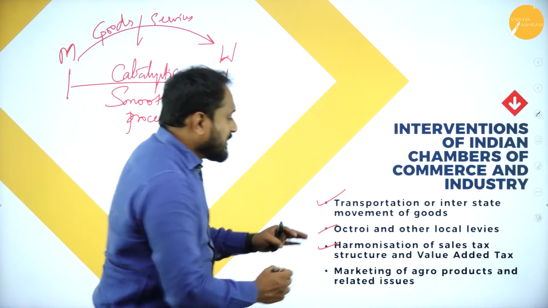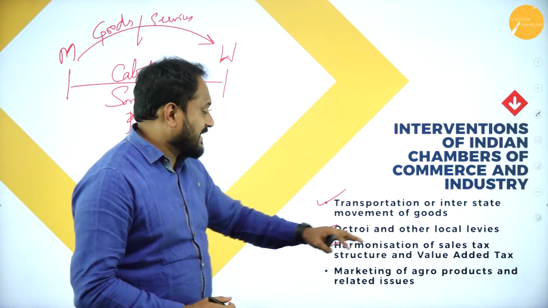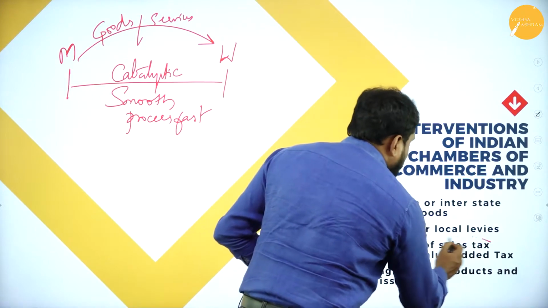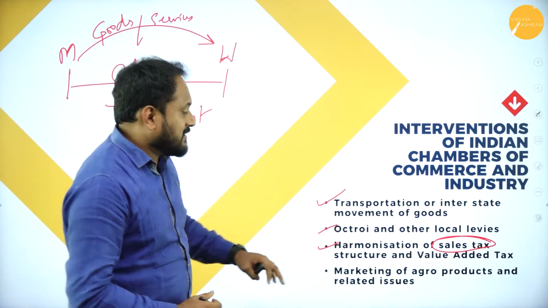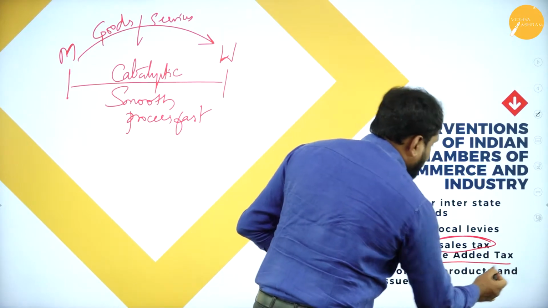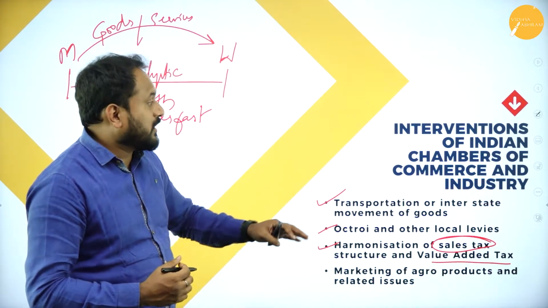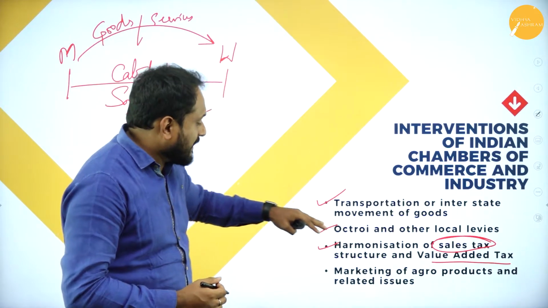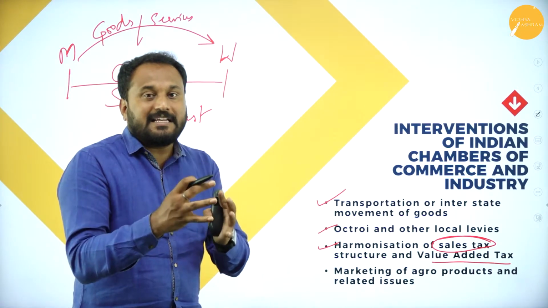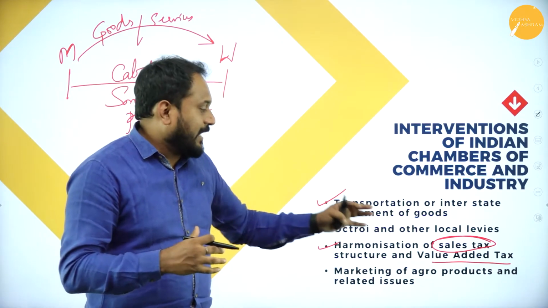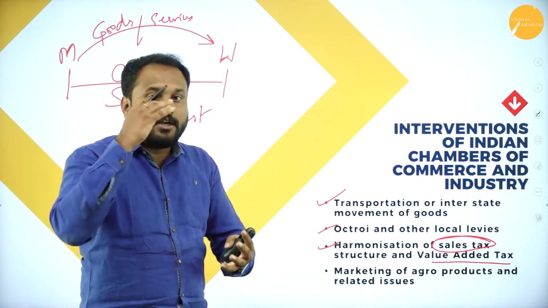Next is harmonization of sales tax, structure and value added taxes. Now VAT is not there; now we have GST. That is what the Chamber of Commerce used to do. They were making sure that the prices of the sales tax or the VAT, whatever it used to be, were minimized.